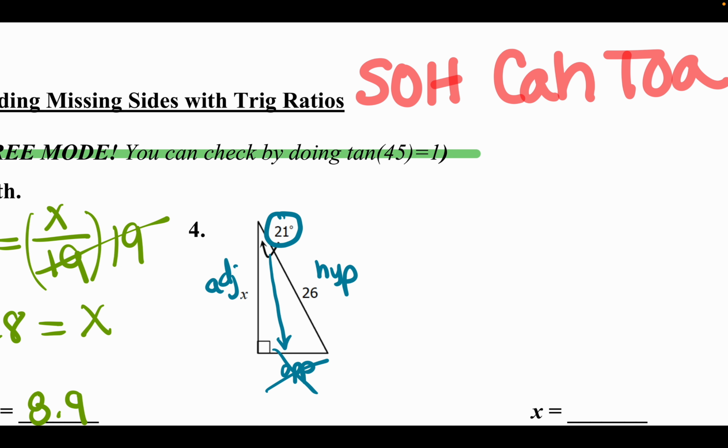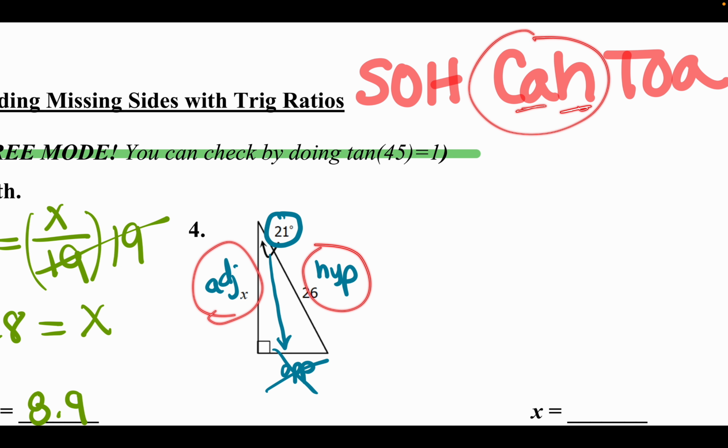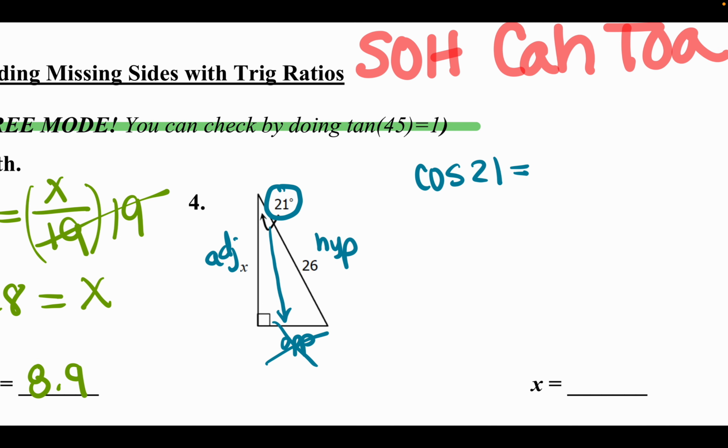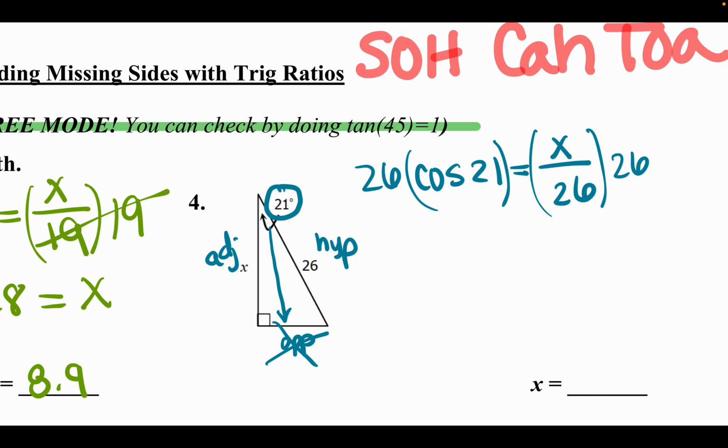So if we look up at our reference, we have adjacent and hypotenuse. Adjacent, hypotenuse, that goes with cosine. So cosine of 21 is equal to our adjacent over hypotenuse, so x over 26. Now we have to solve for x. So again, we want to get rid of this fraction. So multiply both sides by 26. When you multiply, you end up canceling out those 26's. So we get x equals 26 cosine of 21.